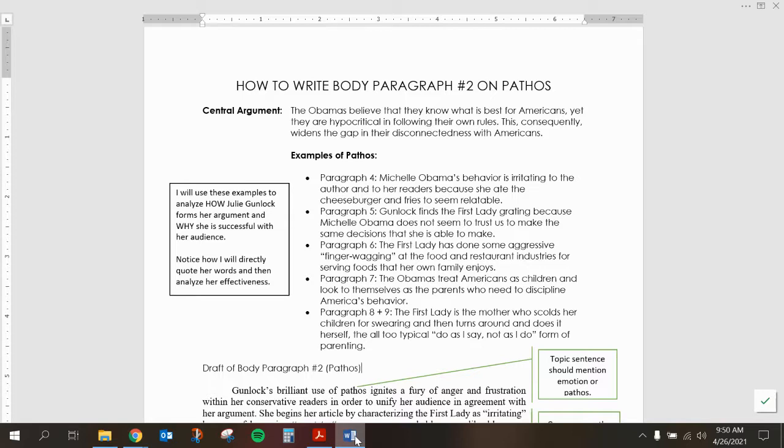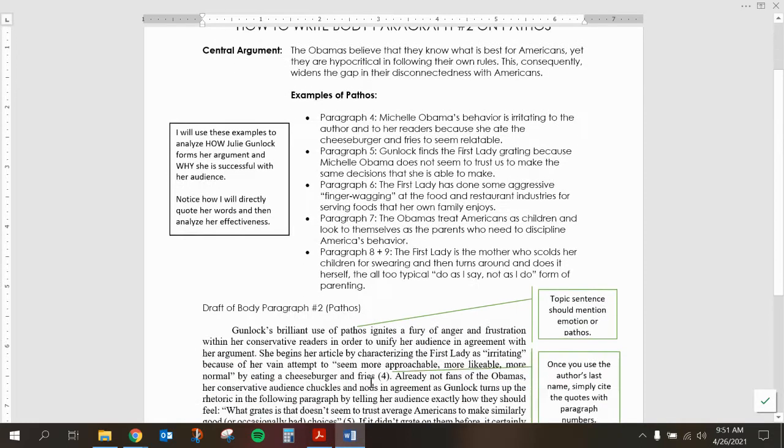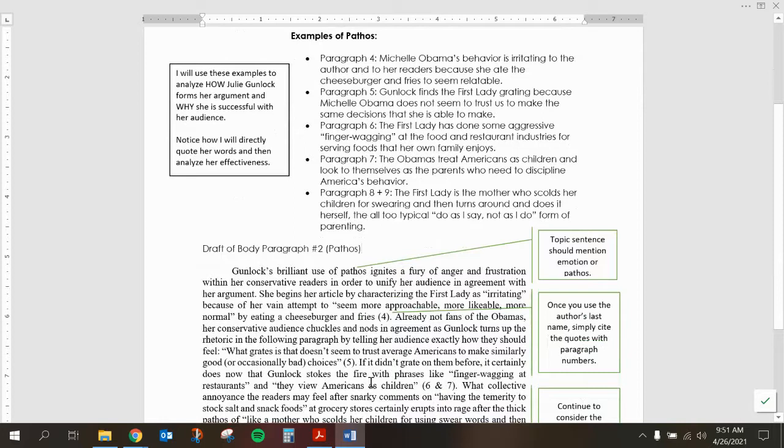In paragraph 4, Michelle Obama's behavior is irritating to the author and to her readers because she ate the cheeseburger and the fries to seem relatable. In paragraph 5, Gunlock finds that the First Lady is grating because Michelle Obama does not seem to trust us to make the same decisions that she's able to make. In paragraph 6, the First Lady has done some aggressive finger wagging at the food and restaurant industries for serving foods that her own family enjoys. In paragraph 7, the Obamas treat Americans as children and look to themselves as the parents who need to discipline America's behavior. And lastly, in paragraphs 8 and 9, the First Lady is the mother who scolds her children for swearing and then turns around and does it herself. The all too typical do as I say, not as I do form of parenting.